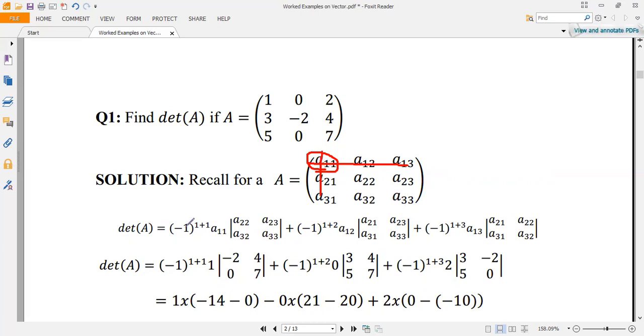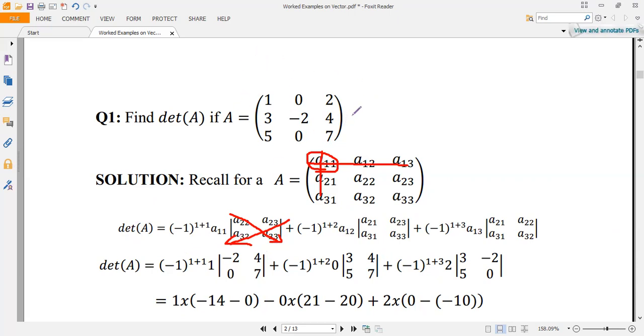So the determinant of A, using the first row, is minus 1 to the power of 1 plus 1, A11 times the determinant of this 2 by 2 matrix. The determinant of a 2 by 2 matrix is obtained by this product minus this product. We obtain the other 2 by 2 determinants in a similar way. So let's find the determinant for this one.